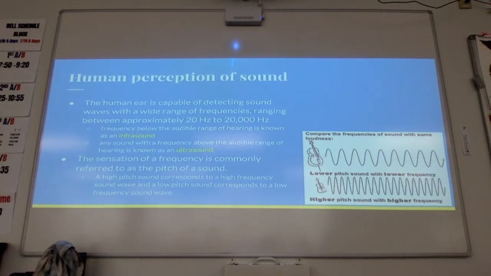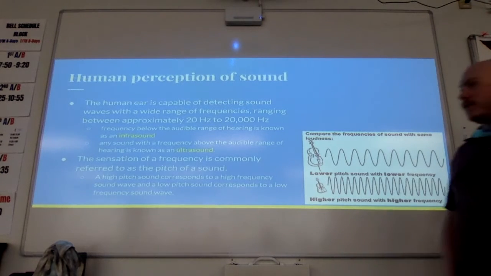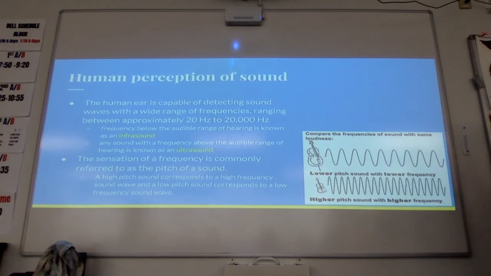And we use these too. We use ultrasounds for imaging. And then a lot of animals use ultrasound for finding prey. So bats and dolphins do this. And the sensation of a frequency is commonly referred to as the pitch. Pitch is simply a term musicians use to describe specific frequencies. A high pitch corresponds with a high frequency. The tuning fork is vibrating really fast. And a low pitch is a low frequency.